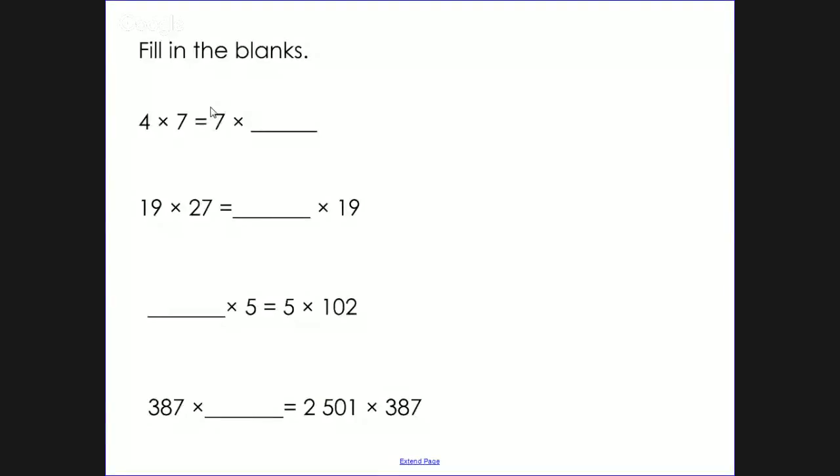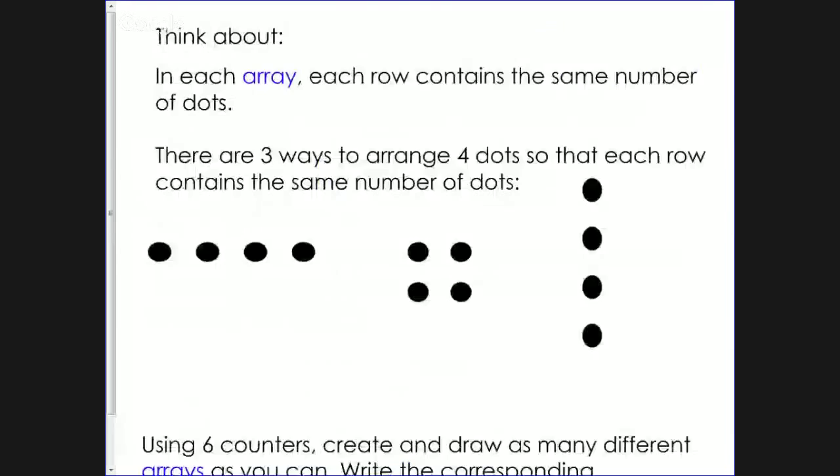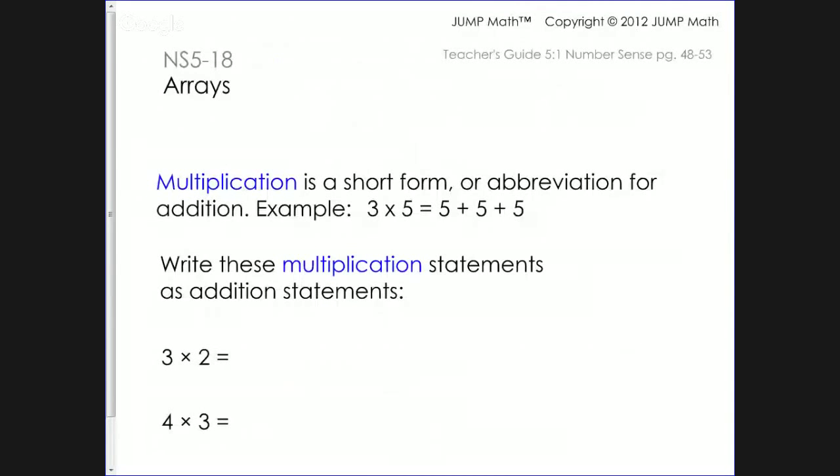All right, so today's lesson's on arrays. We're actually going to go all the way back to slide number 1 to start our lesson. So multiplication is a short form of abbreviation for addition. For example, 3 times 5 equals 5 plus 5 plus 5. So we've got it showing us there.